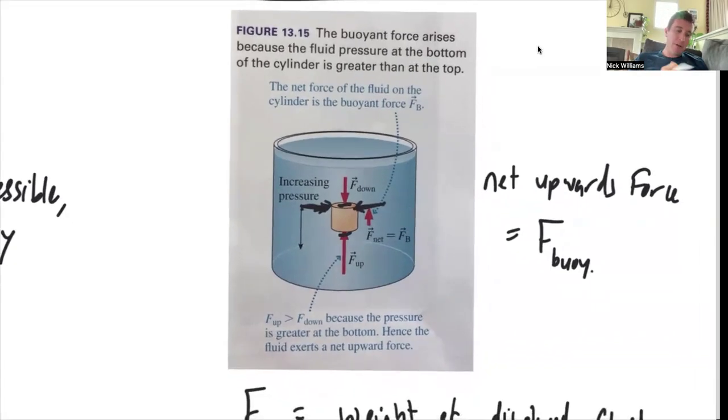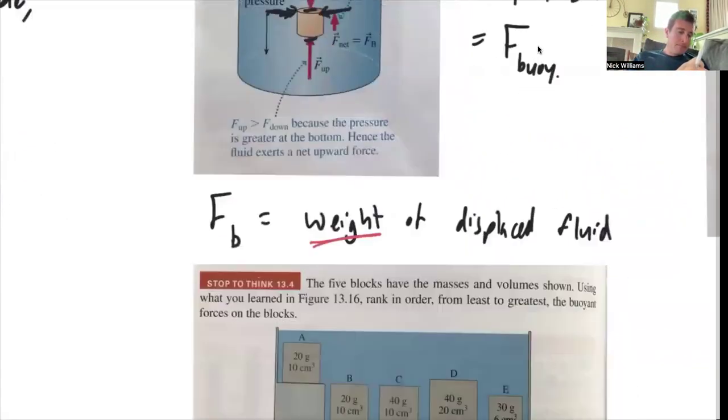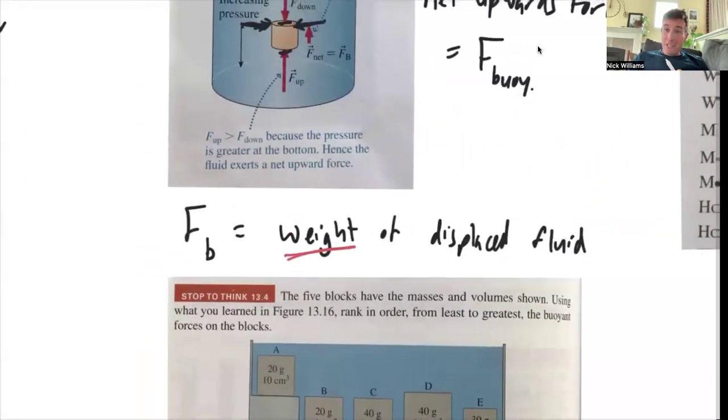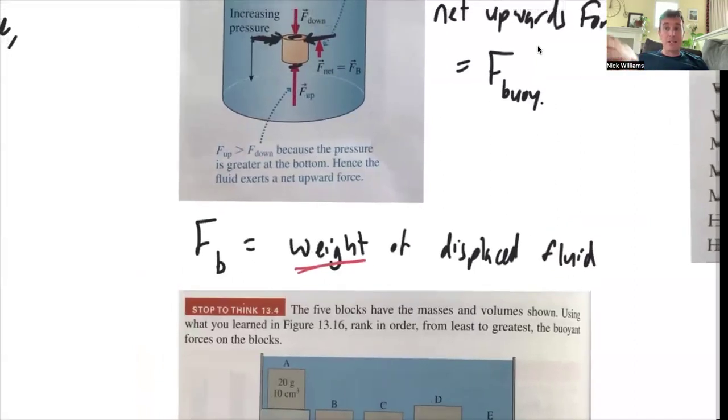So it's based off of how much space the object takes up that will then push the object up. Now, just because there's a force of buoyancy doesn't mean that the object's actually going to float. We'll get to that in just a bit. Effectively, the force of buoyancy is equal to the weight of the displaced fluid. So how much water is being pushed out of the way by having the object in there.